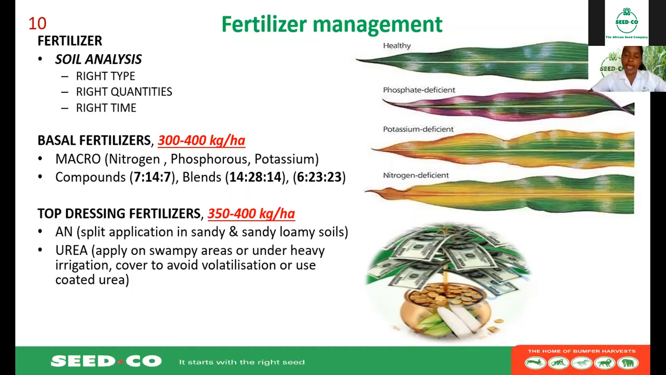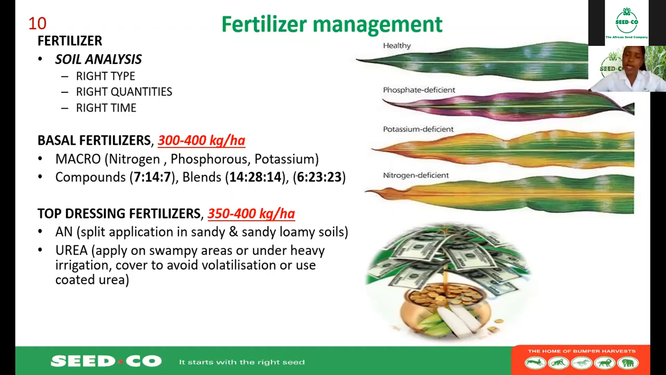So when you're using AN, you need to understand that split applications are recommended, especially for soils that are sandy, because of the leaching effects that come with AN, ammonium nitrate, which has a 34.5% nitrogen content. Then with urea, which has a 46% nitrogen content, it volatilizes into the atmosphere. So this is being taken into the atmosphere, it vaporizes. This is important for us to take note of, and we need to safeguard against this.